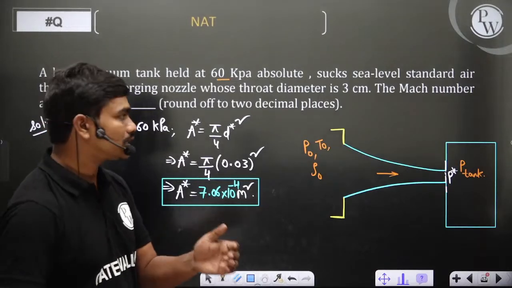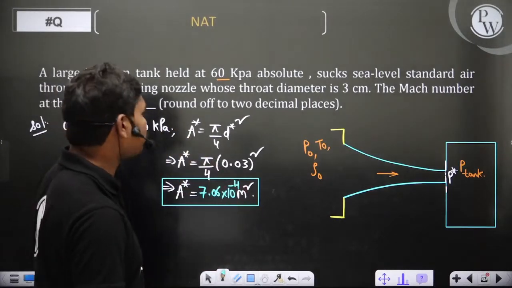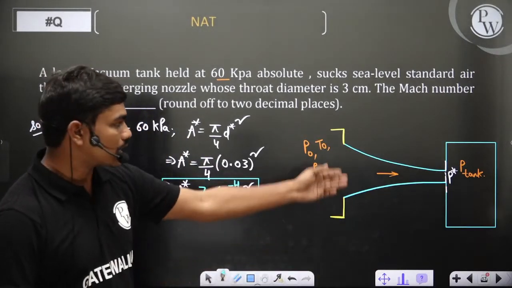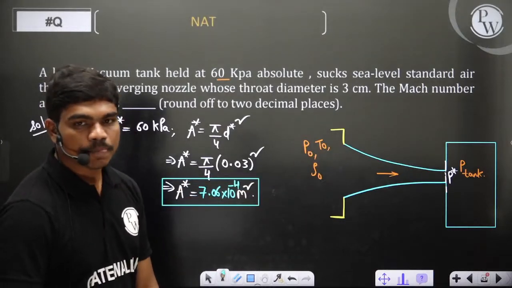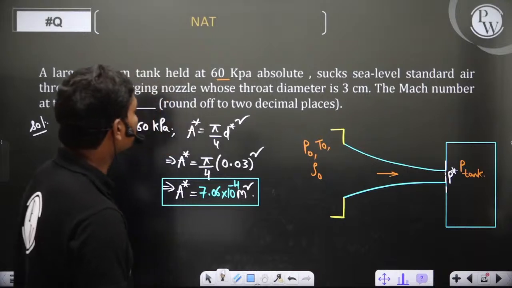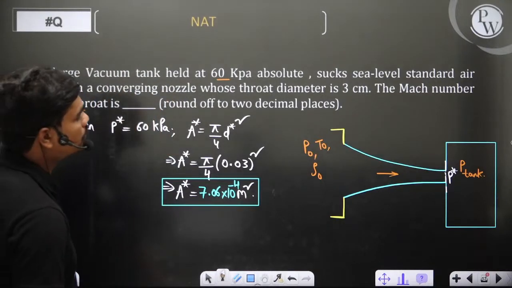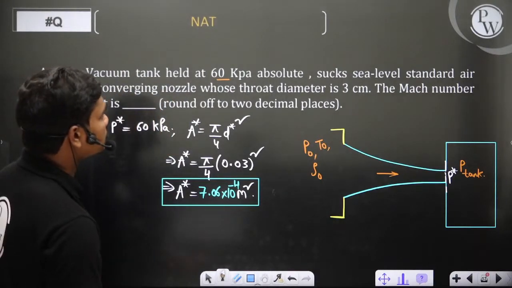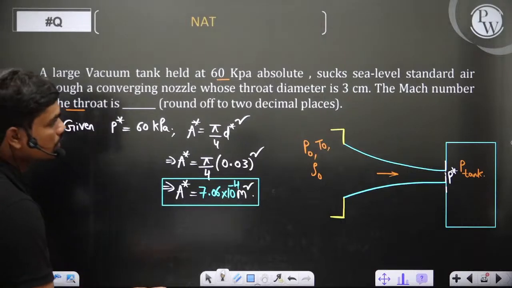So this is A star. Now if you want to calculate the Mach number, you should know the velocity at that condition and also your T star. Okay, so let's see this P star and P0. So what is P0? P0 is not given to you, so let's calculate. Mass flow rate is ρAV, of course.